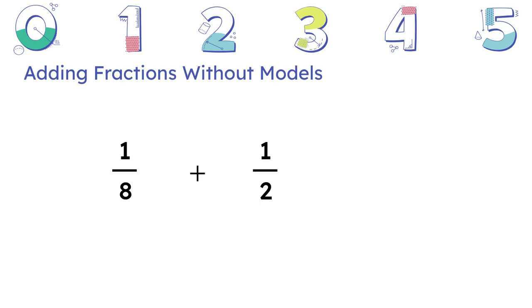Now we know we need to multiply 2 by 4 to get a common denominator, and whatever we do to the denominator, we also have to do to the numerator, which gives us 4/8. Now that we have a common denominator, we can simply add the numerators and we end up with 5/8.